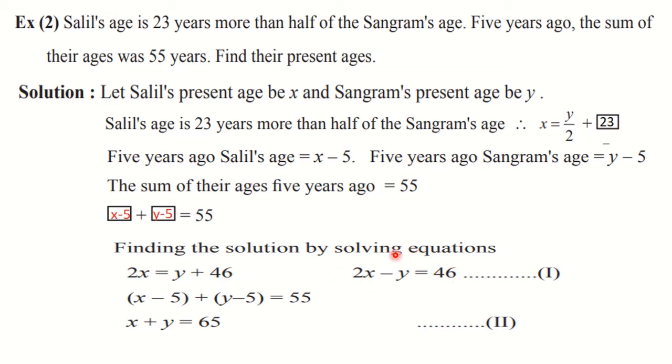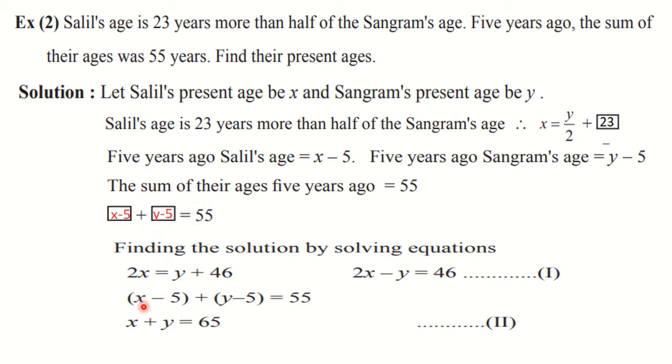Write it in the standard form. That means the variables on the LHS and the constant on the RHS. So we got the equation as 2x minus y is equal to 46. Number this as 1. Now see, the second equation, copy it down as it is.